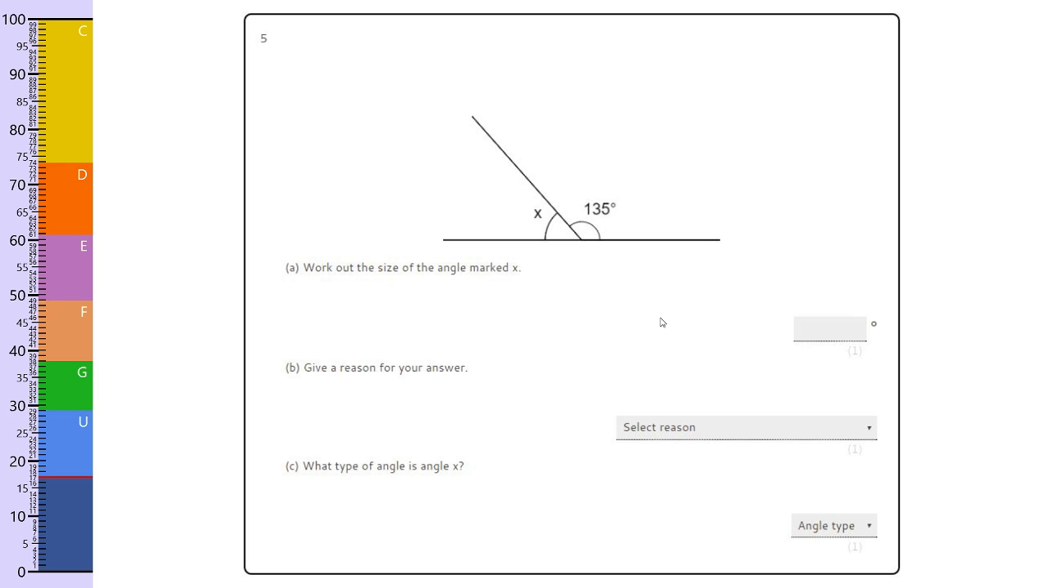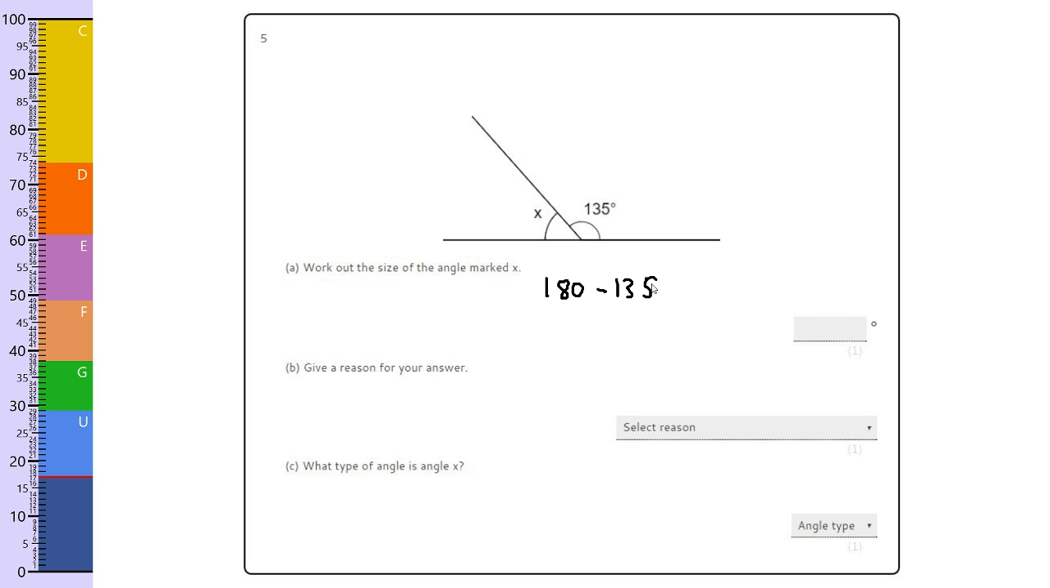Okay, so angles did not come up on paper 1 at all. I don't think in any question, so we know angles are going to be quite important in paper 2. So it says work out the size of angle marked X. So I know that X and this have to add up to 180, because all angles on a straight line add up to 180. Okay, so if I do 180 take away 135, then I'll find out what X is.